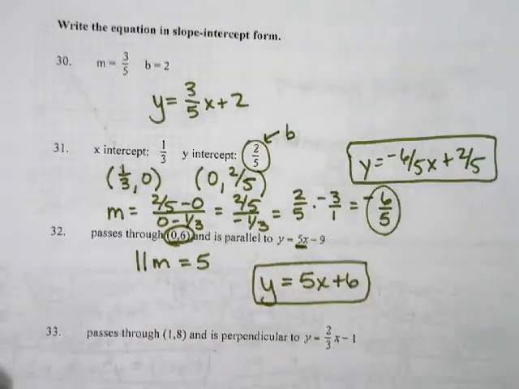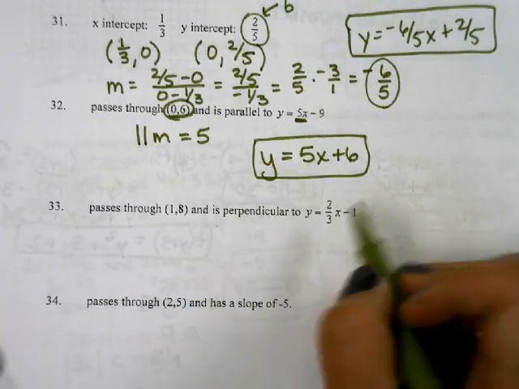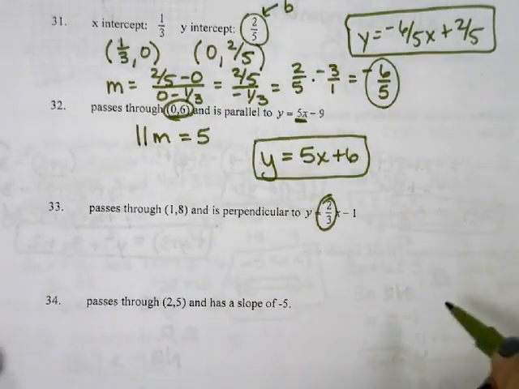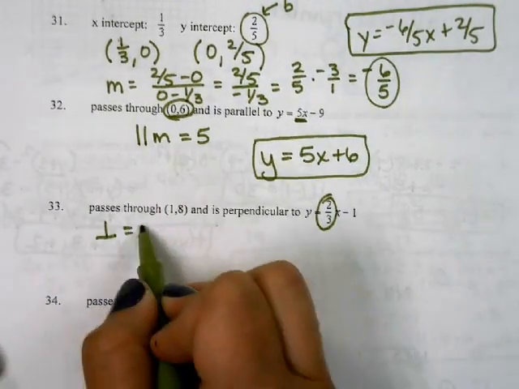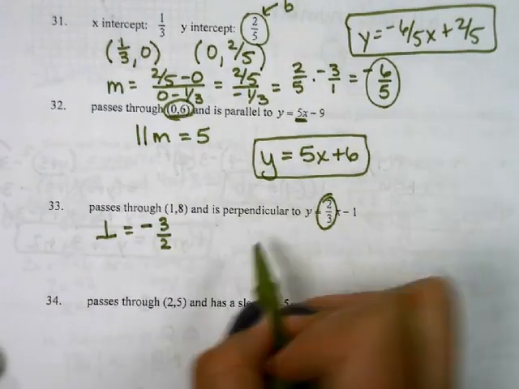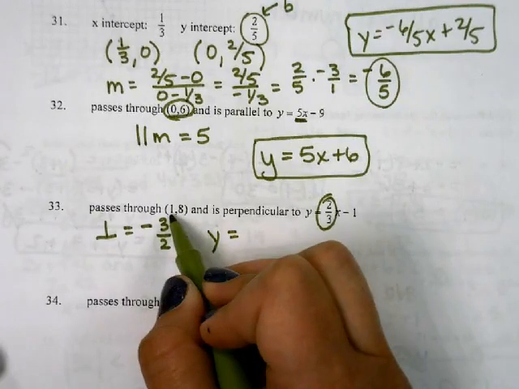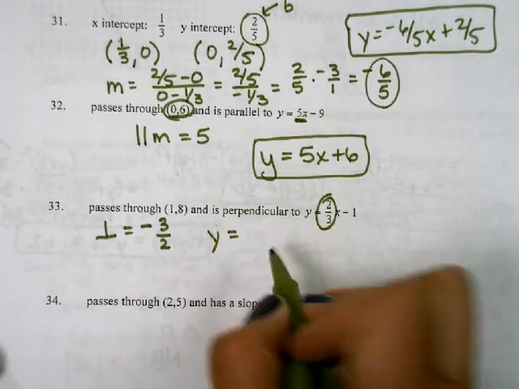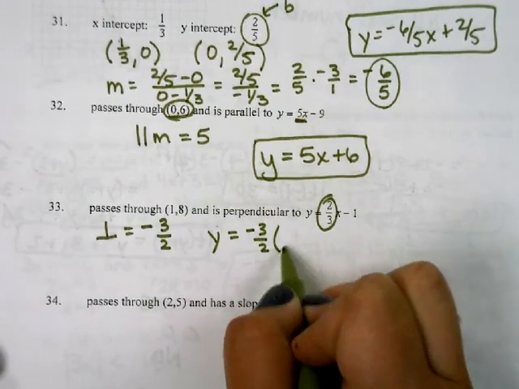33 passes through 1/8 and perpendicular to y equals 2/3 x minus 1. Okay, well my perpendicular slope is the opposite reciprocal, so negative 3/2. Well, that is not my y-intercept because that guy's not 0. X isn't 0. So y equals my slope times x minus 1 plus 8.